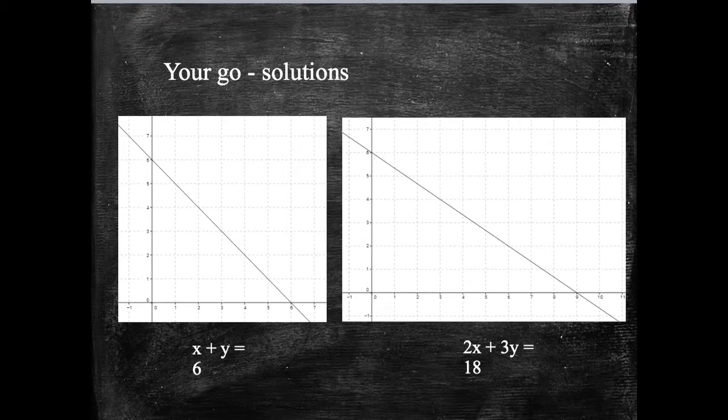For these final ones, x plus y equals 6. You should have these solutions here at x equals 6 and y equals 6. And the last one, 2x plus 3y equals 18. Along your y-axis, you should be intersecting at 6, and along your x-axis at 9, and a nice straight line in between.